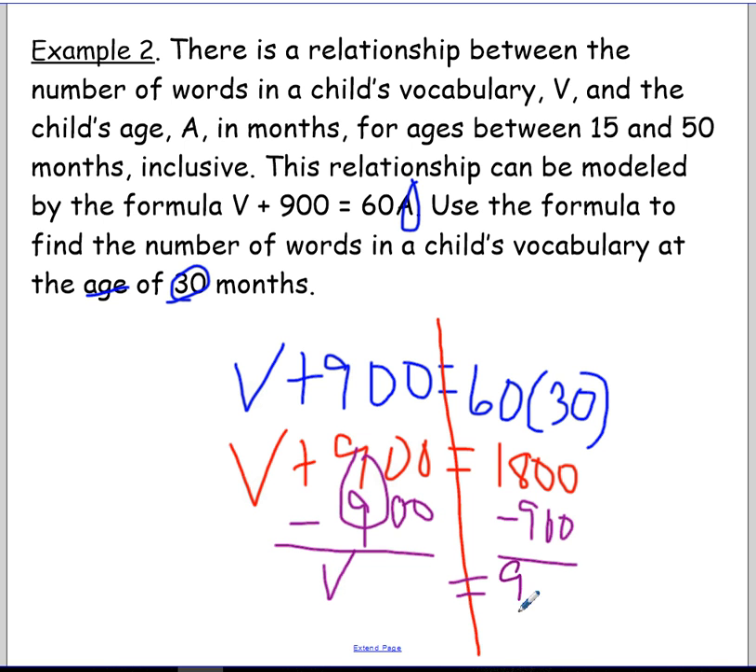And again, this is a story problem. And so that 900 represents the amount of words the child can speak.